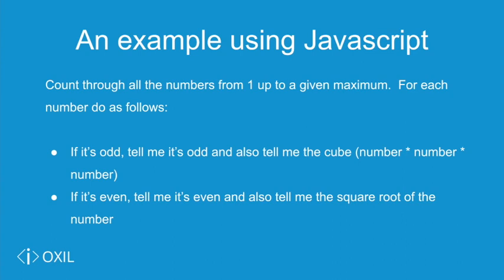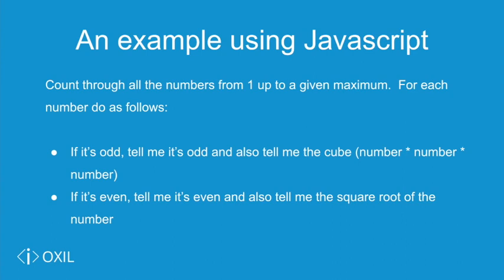So we're going to do a very simple example here. We're going to count through all the numbers from 1 up to a given maximum. We're going to go up to 10 for this example. And for each number, we're going to do the following. If it's odd, we want to be told it's odd. And we also want to work out the cube of that number, which for those who haven't done maths for a long time is the number times itself times itself. So if it's an even number, we want to be told it's even, and also to be told the square root of the number. So some very simple maths.